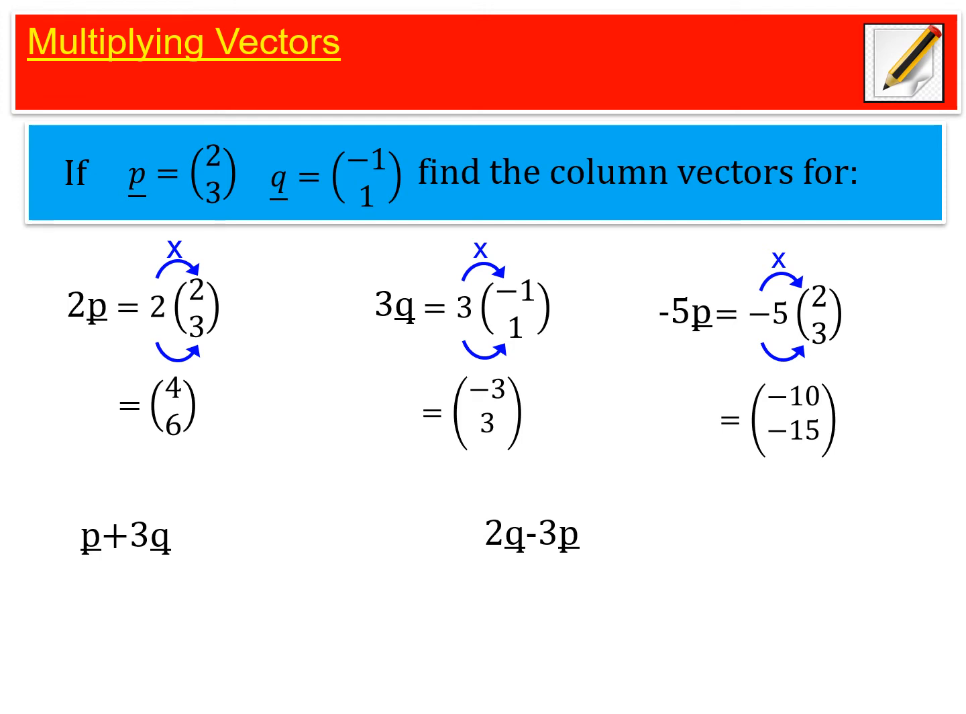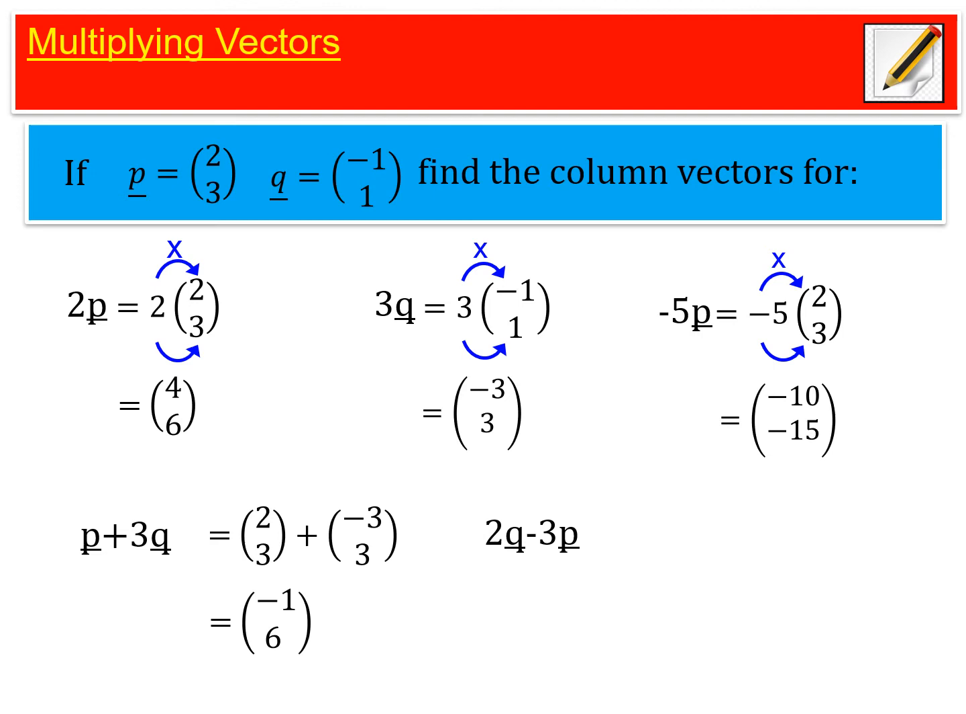Then we can combine vectors as well, so we can add or subtract the multiples. So the fourth example we have here is P add 3Q. So the vector P is (2, 3), and we're going to add that to 3 times the vector Q. So we're going to add that to (-3, 3). Now we've already done adding and subtracting vectors. We know we just total the top number and total the bottom. So 2 add negative 3 is negative 1. 3 add 3 is 6. So the resultant column vector for P add 3Q is (-1, 6).